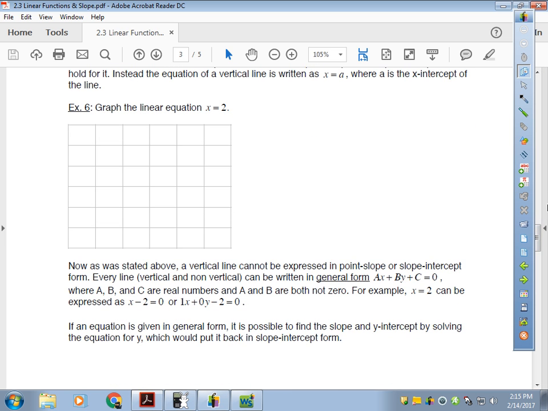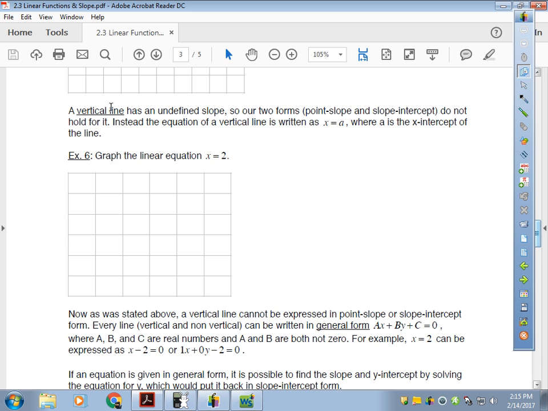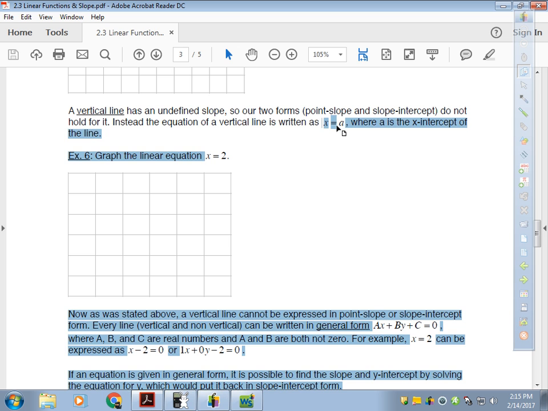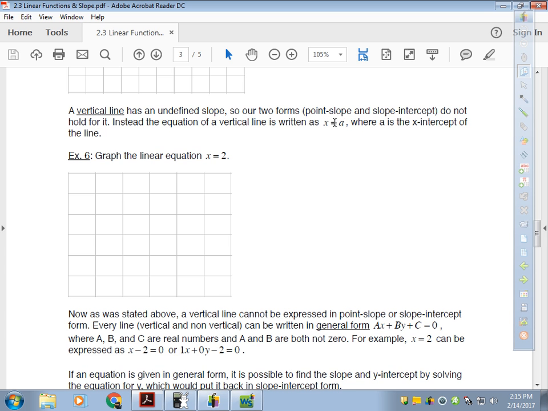Next thing is vertical lines. Vertical lines have an undefined slope, so that means we can't actually use our point-slope or slope-intercept forms. They just don't work. Instead, for vertical lines, our equations are just x = a, or x equals some number. And so that number just tells you where your vertical line is.